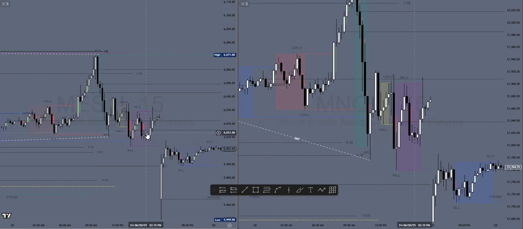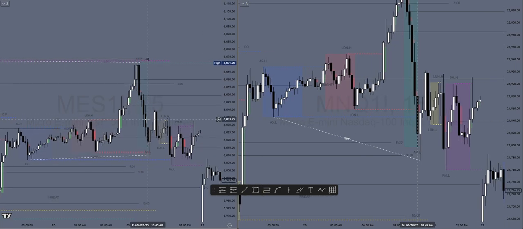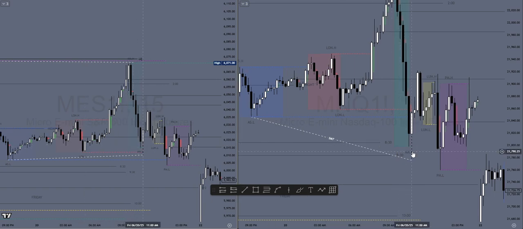And here's another example of what happens after one pair sweeps the liquidity and the other fails to. We have our price reversal. So right here, you're able to see a temporary small price reversal.